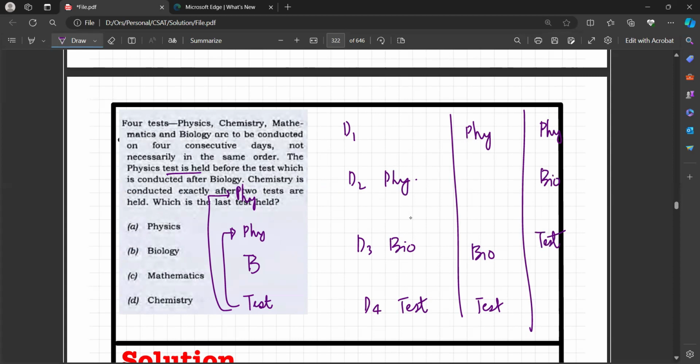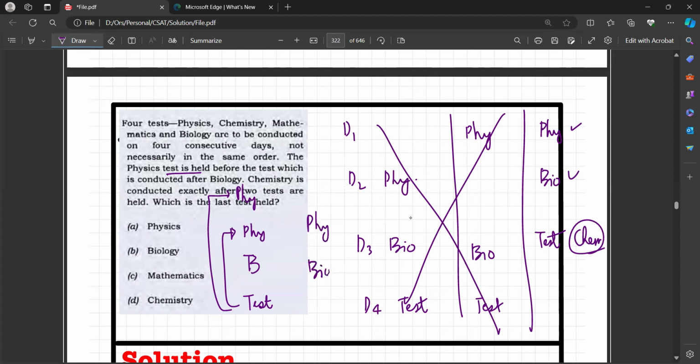Got it? Now, chemistry is conducted exactly after 2 tests are held. So that means another case is also possible: chemistry is conducted exactly after 2 tests. So chemistry would come here, exactly after 2 tests. So 2 tests done, so these 2 cases are eliminated. So your answer would be this: physics, bio, chemistry, and maths.